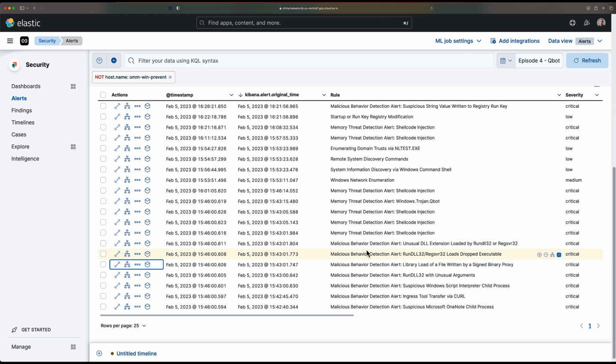Remember, these are all endpoint-based detections so far. So very good coverage, I must say. Kudos to the Security Labs team. I'm always impressed by everything that they do. Can't say enough good stuff about them.